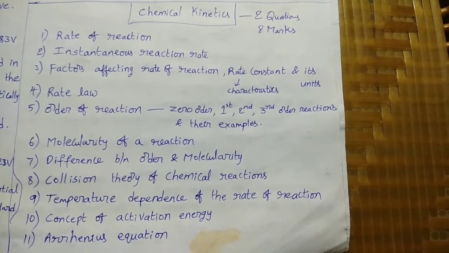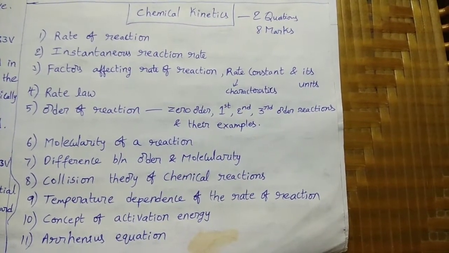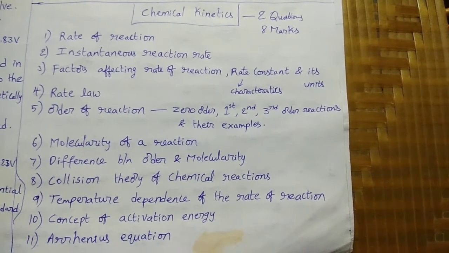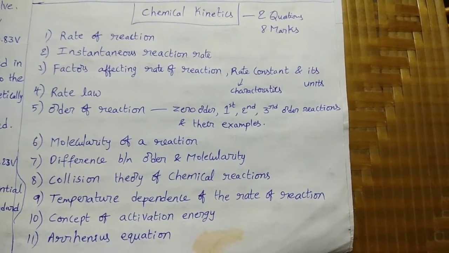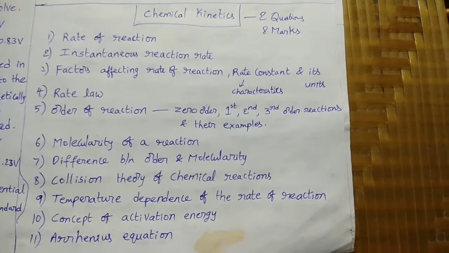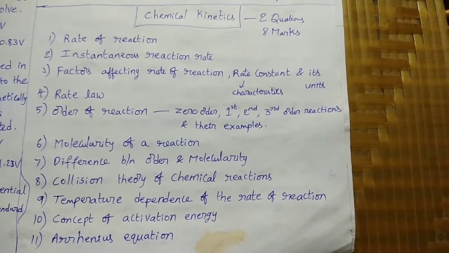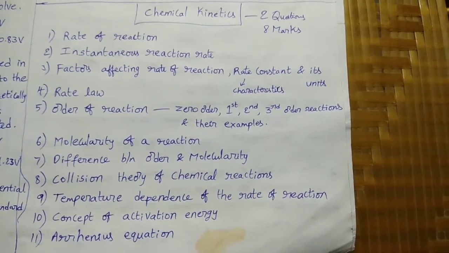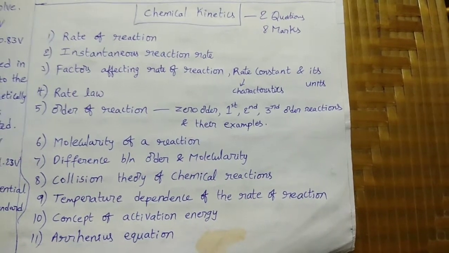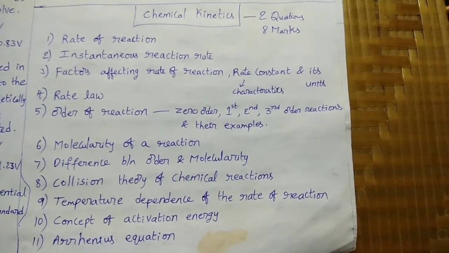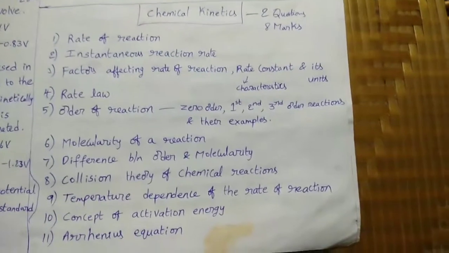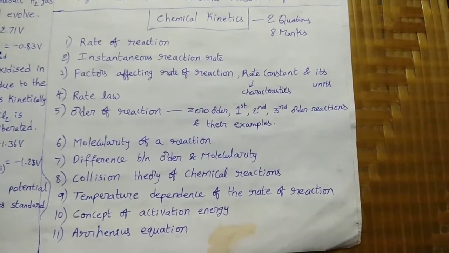Next, molecularity of reaction, difference between order and molecularity, collision theory of chemical reactions, temperature dependence of rate of reaction, concept of activation energy, finally Arrhenius equation. So these are the theory topics you have to learn from this chapter, and numericals also will come from this chapter.